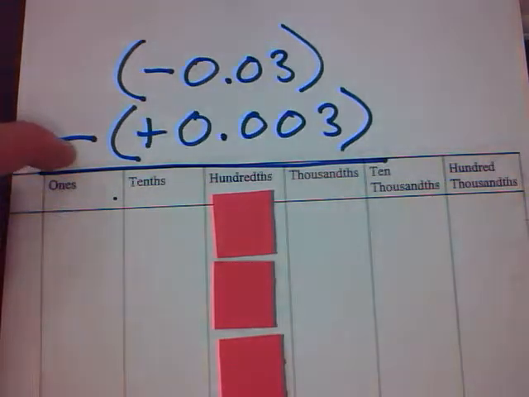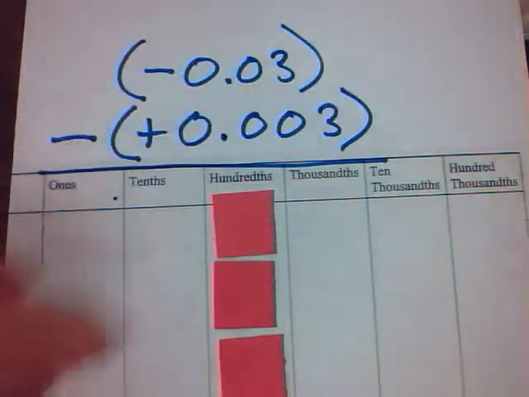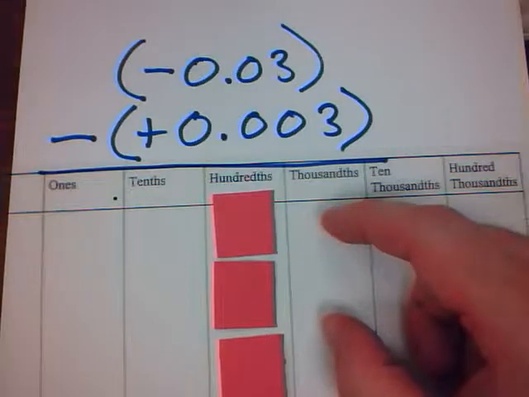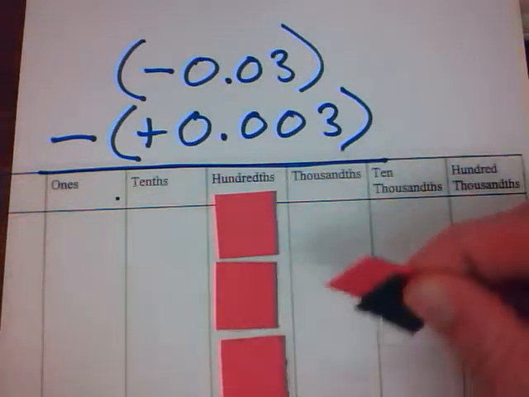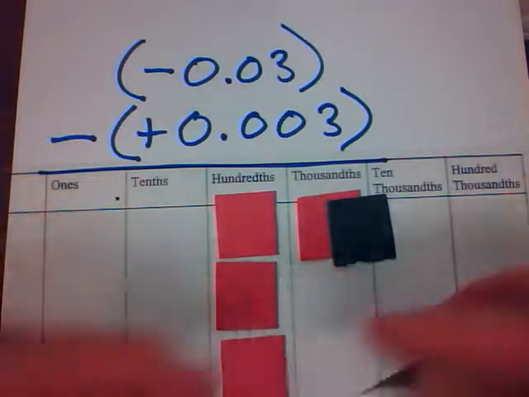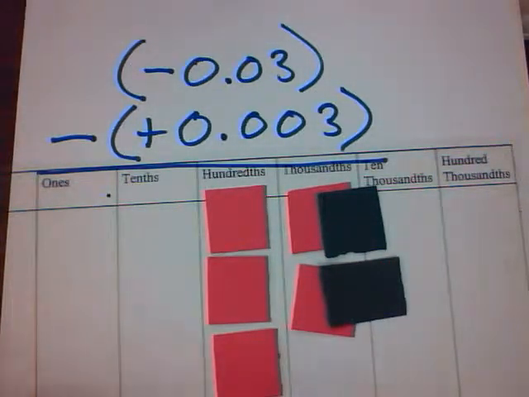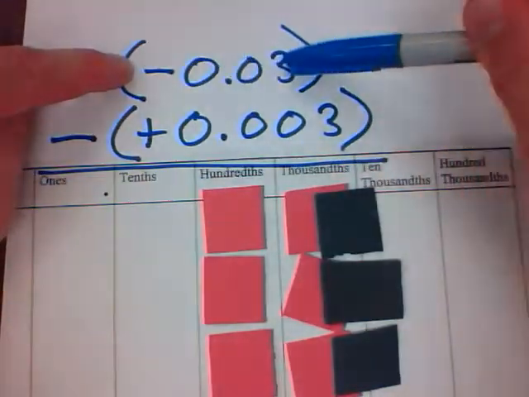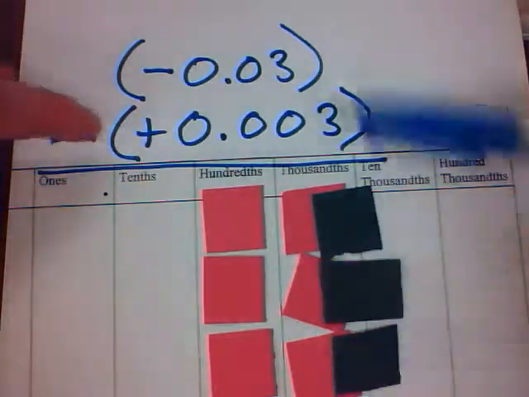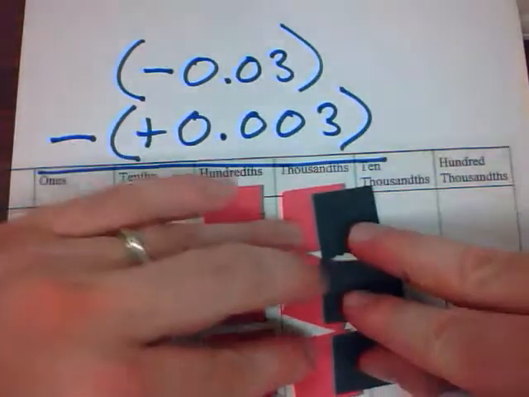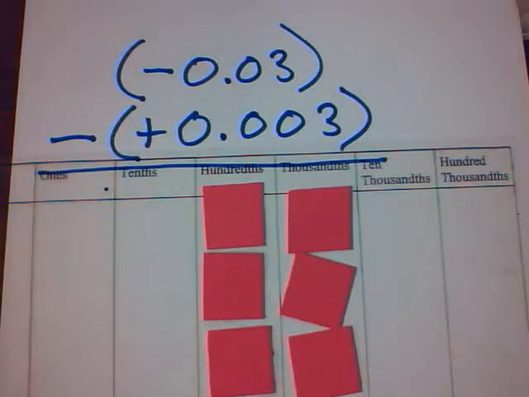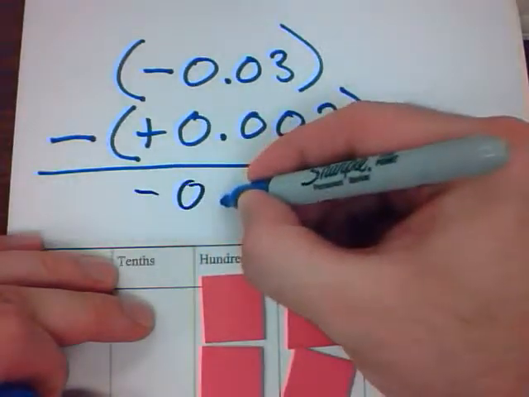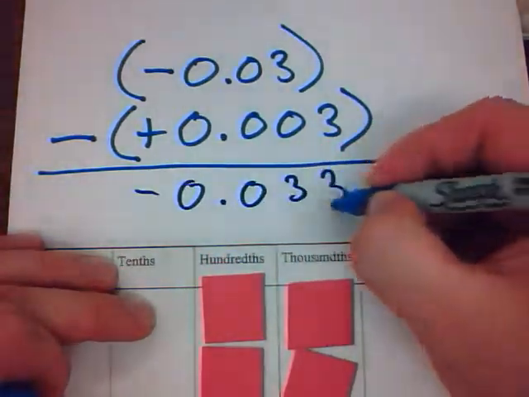And I'm going to take away positive 0.003. So from this column, from the thousandths, I'm taking away 3 positives. I don't have 3 positives. So I'm going to need some zeros. That's nothing. This is nothing. And this is also nothing. At the moment, this is still negative 0.03 because these are nothing. But I can take away my positives now, leaving me with the answer of negative 0.033.